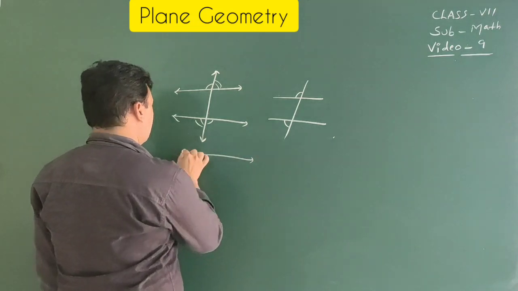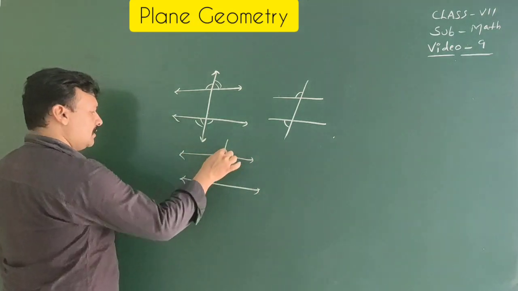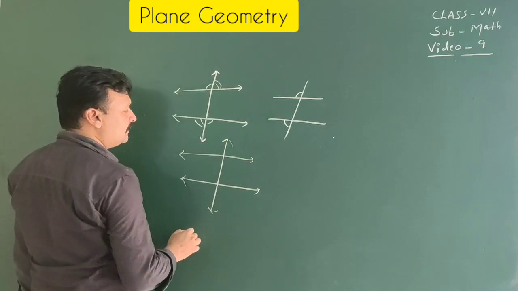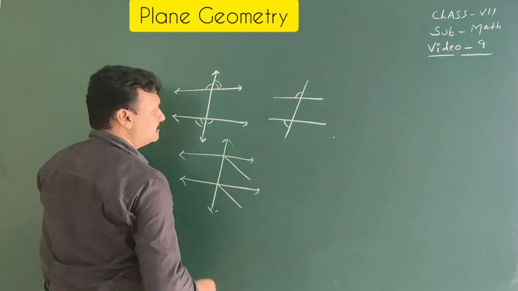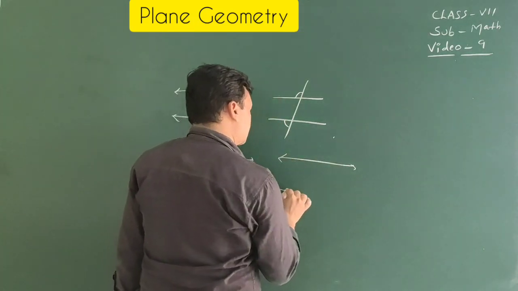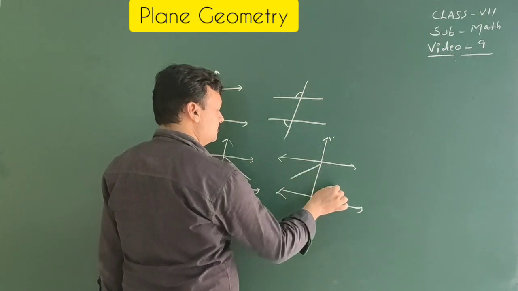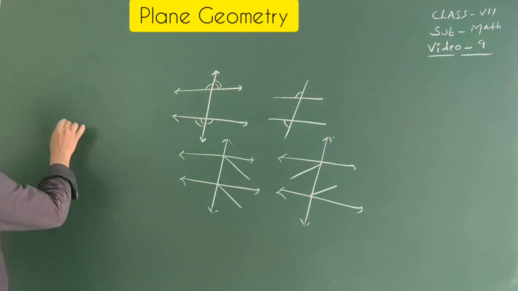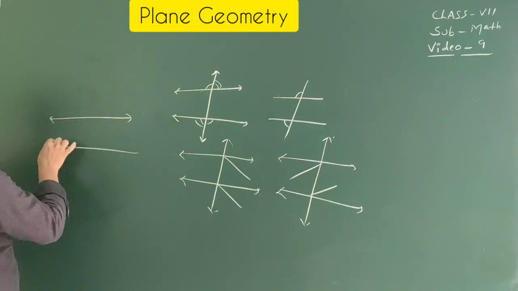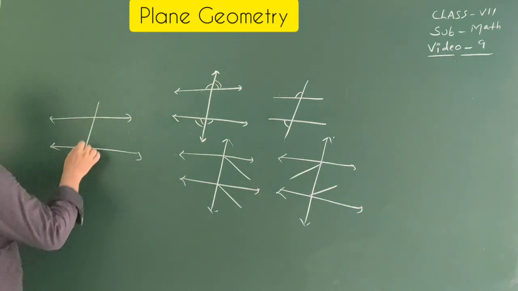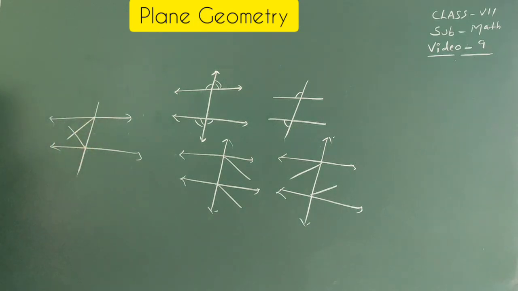and the angular bisector theorem: angular bisectors of corresponding angles, angular bisectors of alternate interior angles, and angular bisectors of co-interior angles. These things we learned in yesterday's video.